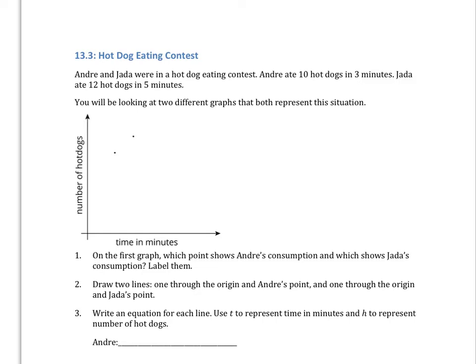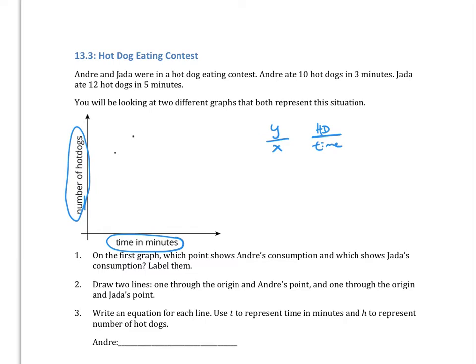So if you look at our graph, notice that number of hot dogs is on the y-axis and time in minutes is on the x-axis. So when we're looking at our constant of proportionality, remember that is y over x. So in this case, we're doing hot dogs over time.